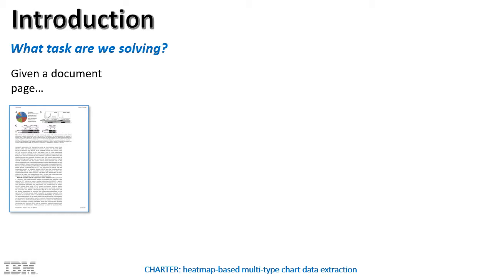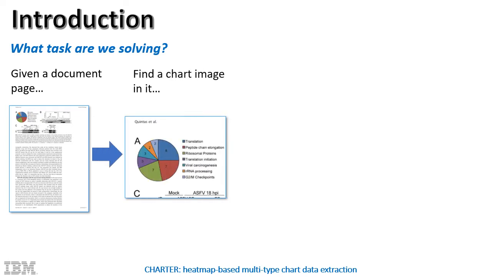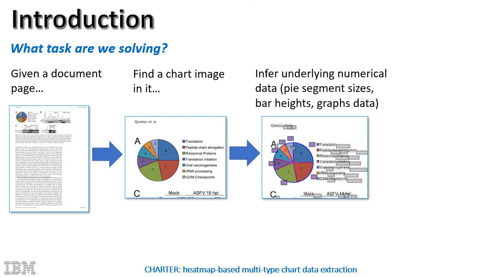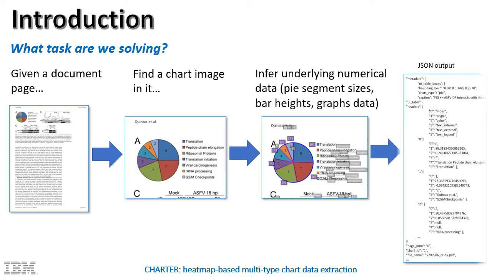The task we are solving consists of the following steps. Upon receiving a document page, it is required to find all the regions containing charts. For each such chart image, the task consists of recovering the numerical and textual data used in the chart construction: labels and heights of bars, sectors of pies and their legends, numerical data of the line graphs, and so on. Finally, the output is the JSON file containing all the data that is required to construct the chart.